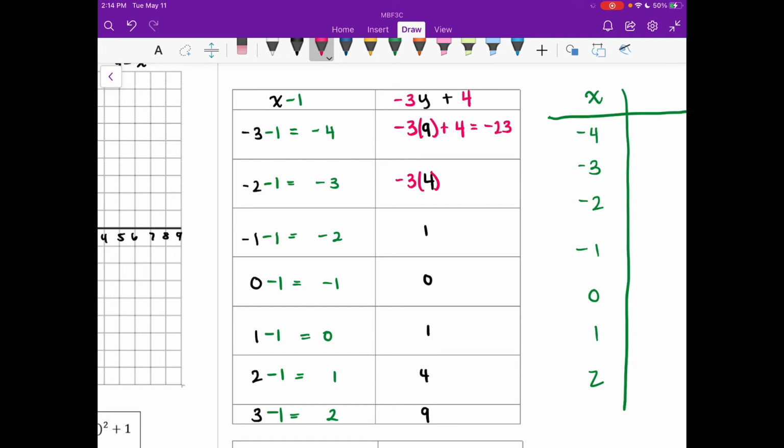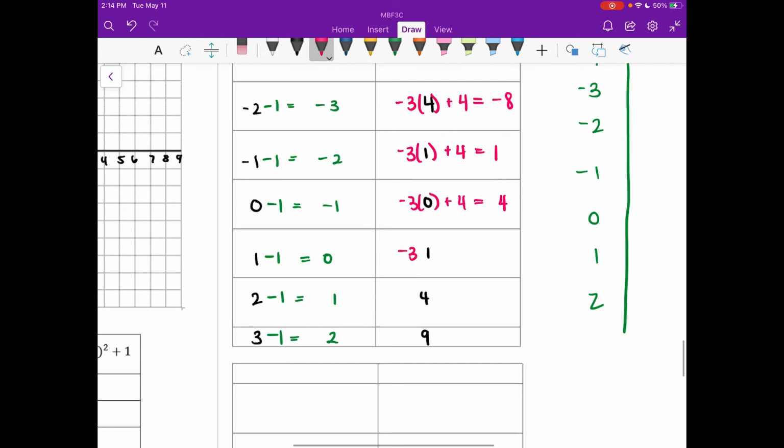-3 times 4 plus 4, I just like to throw that into my calculator. It becomes -8. -3 times 1 plus 4 becomes +1. -3 times 0 plus 4 becomes +4. -3 times 1 plus 4 becomes +1. -3 times 4 plus 4 is going to become -8. -3 times 9 plus 4, again, going to be -23.